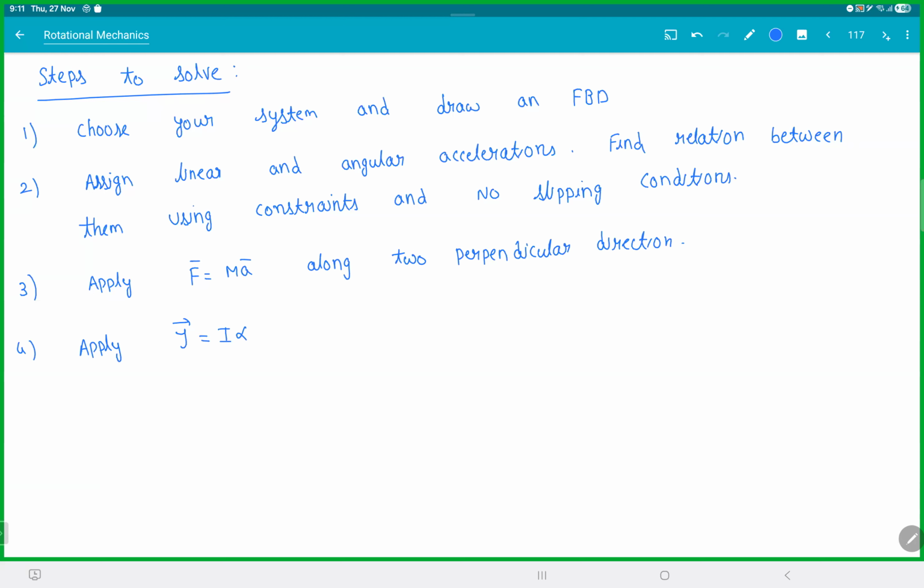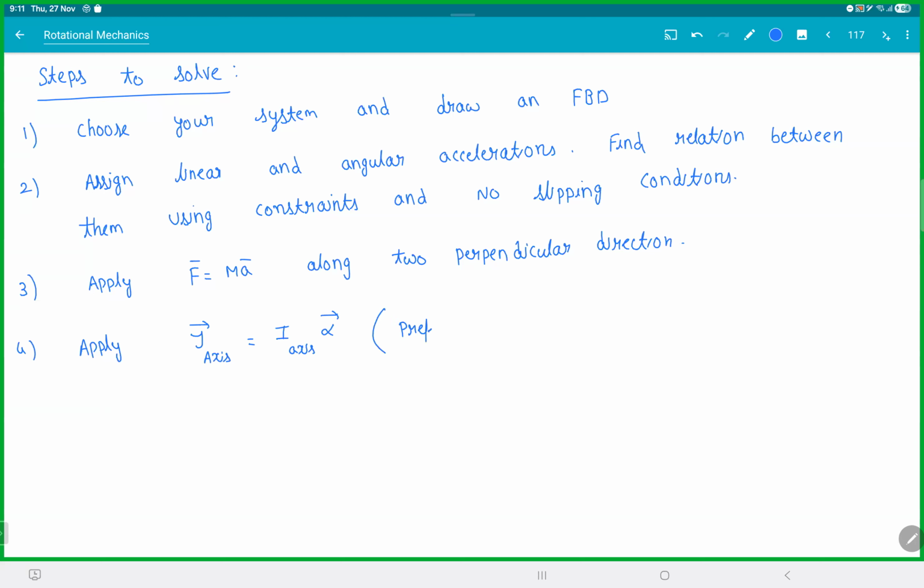Now be careful here. When you say torque, if you take torque about an axis, then I also must be about the same axis. You can't take torque about A and I about B. It doesn't work like that. But there are a few things here.